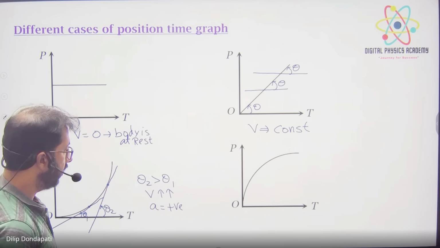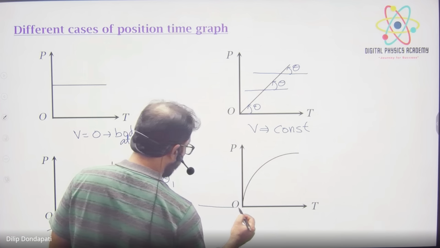Here it will be decreasing. Why? Because theta keeps decreasing. How? Explain. Theta क्यों decrease हो रहा है? Draw a tangent. Okay, I am drawing a tangent.